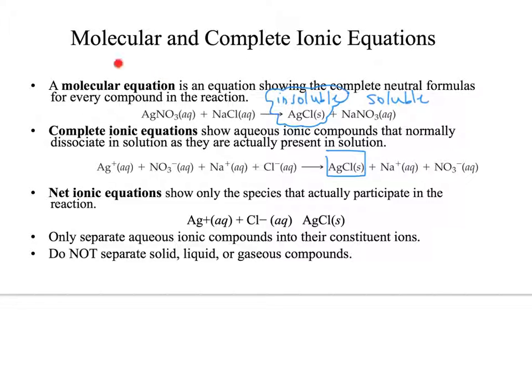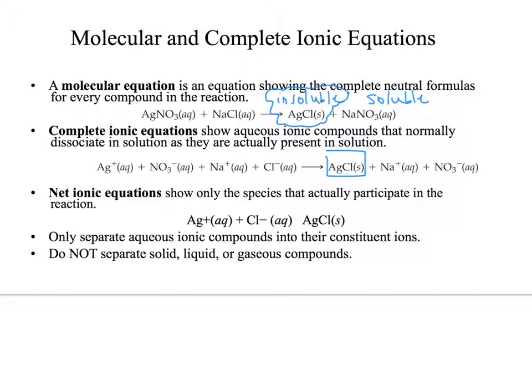So far we have gone from the molecular equation, which is the complete equation where the ionic compounds stick together. Then we move to complete ionic equations where we separate all of the soluble compounds into their positive and negative ions, but we kept the insoluble compound together. Now we're going to move into net ionic equations. Net ionic equations only show the species that actually participate in the precipitate reaction.